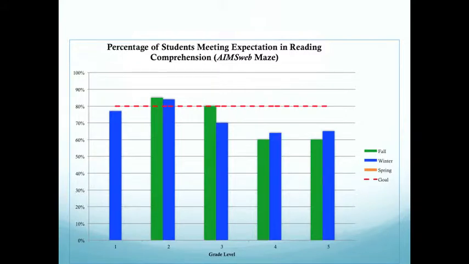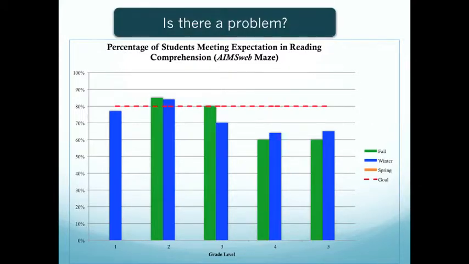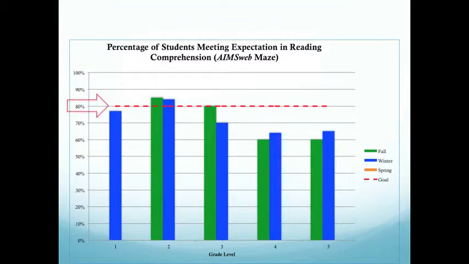Here's a graph. This is looking at the percentage of students that are meeting expectations in reading comprehension. Is there a problem? Let's look more closely. If we go by the general guideline of saying that we want 80% of students to be meeting expectation, let's look more closely at the graph. Do you see a problem?